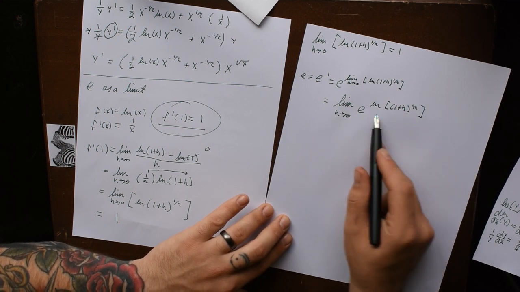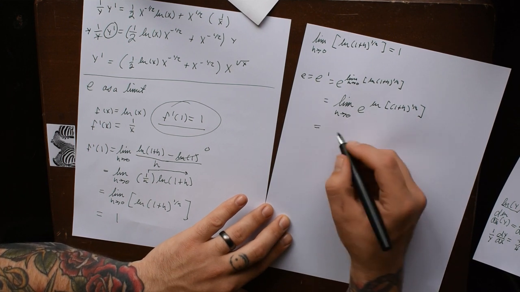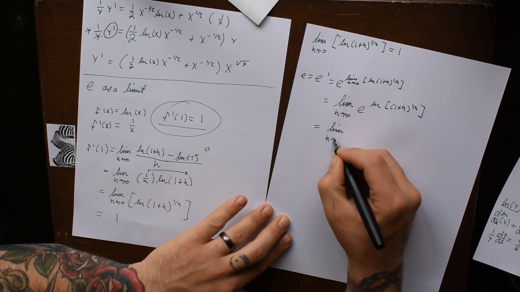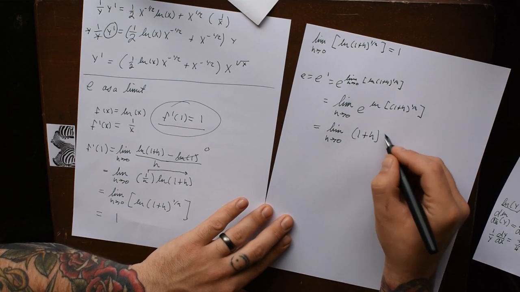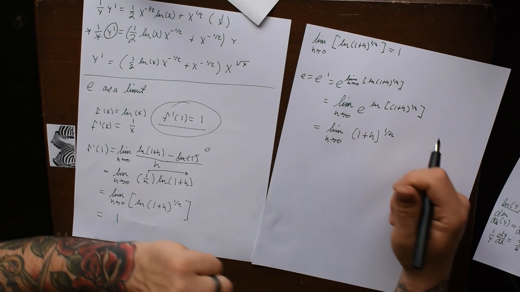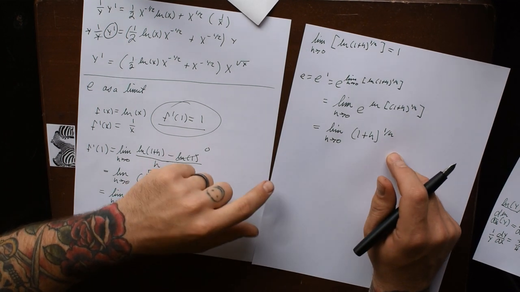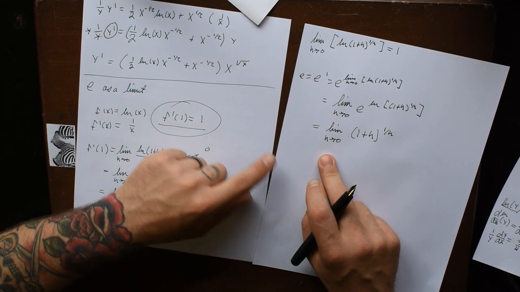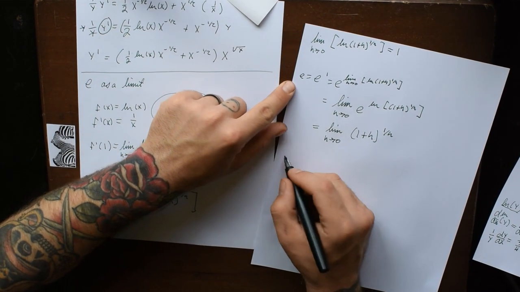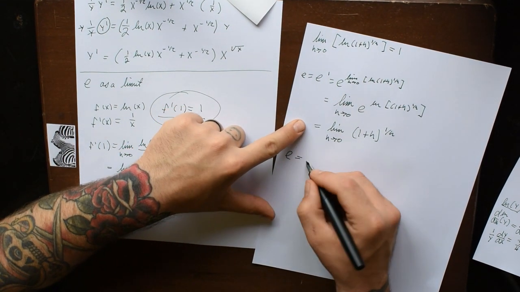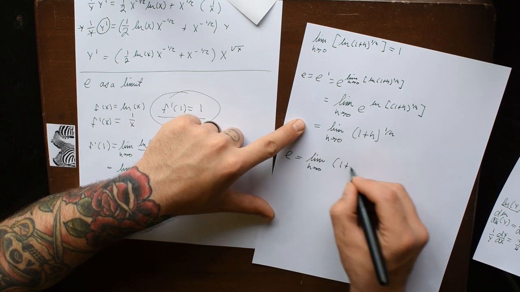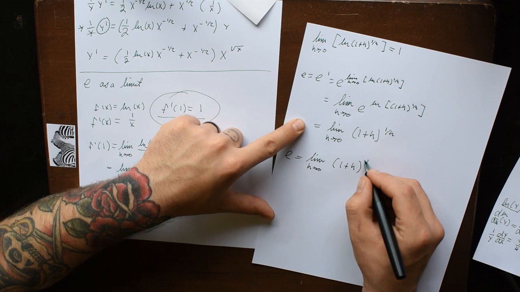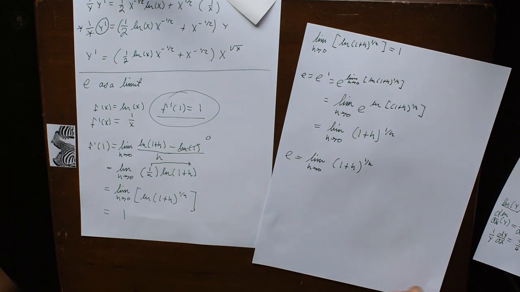But by this identity, this will cancel out, and we're left with the limit as h goes off to 0 of 1 plus h to the 1 over h. Perfect. And now if you look what this says, e is equal to the limit as h goes off to 0 of 1 plus h to the 1 over h. And in fact, it's a lot more common.